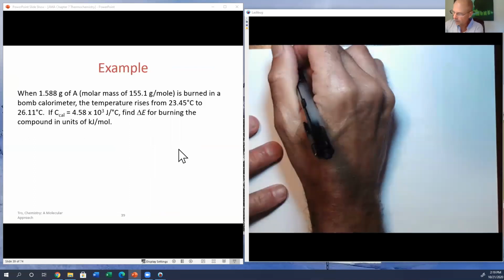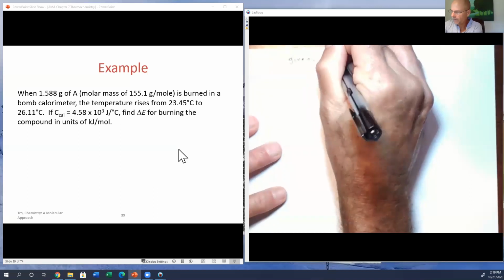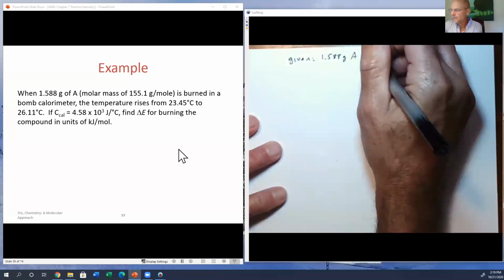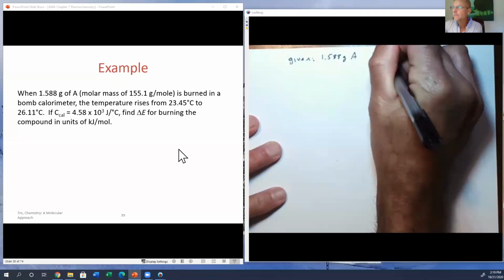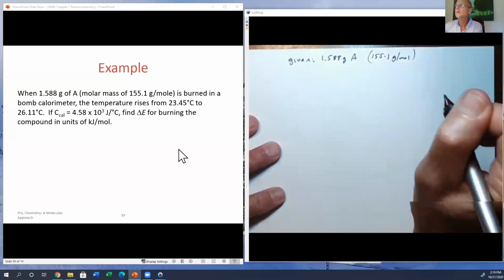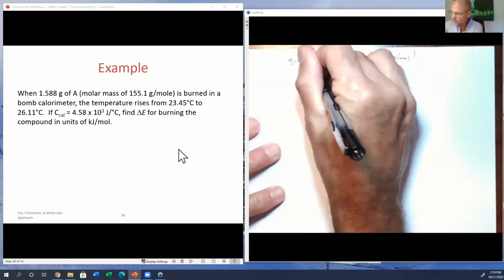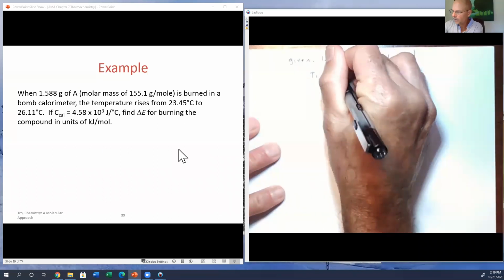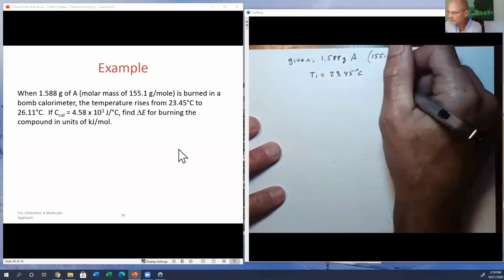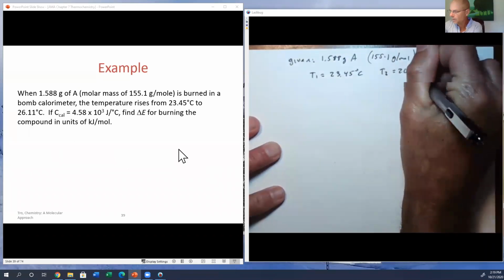All right, so we're given that you have 1.588 grams of A, and you're given its molar mass, is burned in a bomb calorimeter. The temperature rises, so then we get T1 is equal to 23.45 degrees Celsius. Then to a higher temperature, T2 is equal to 26.11 degrees Celsius.